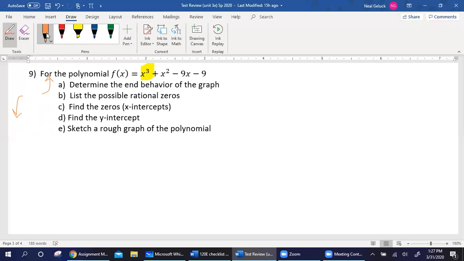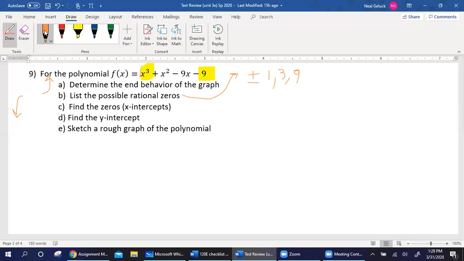On letter B, the possible rational zeros. Remember, that is all the factors of the constant, technically -9, over all the factors of the leading coefficient, which is 1. So I don't really have to worry about that because they'll all be over 1. So remember, that means that it could be plus or minus. Basically, it's just going to be the factors of 9, which are 1, 3, 9. So my possible rational zeros technically are 1, 3, 9, -1, -3, -9.